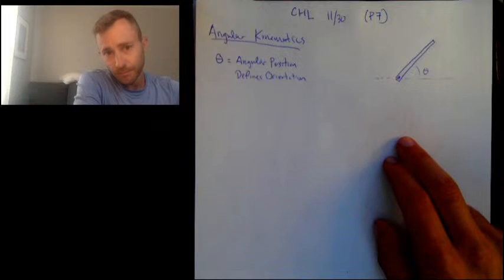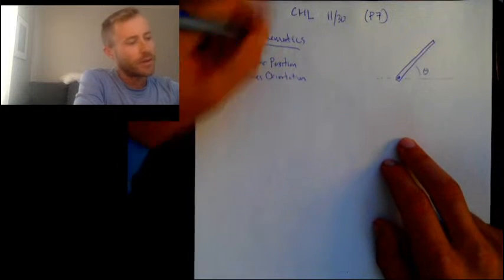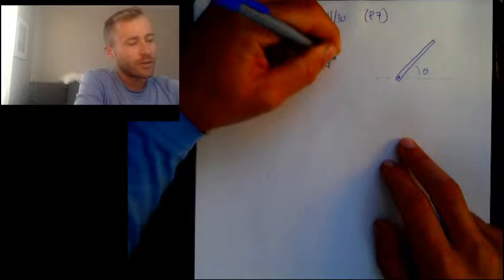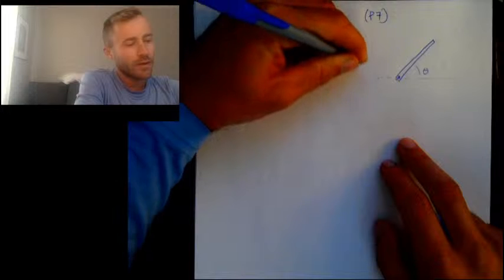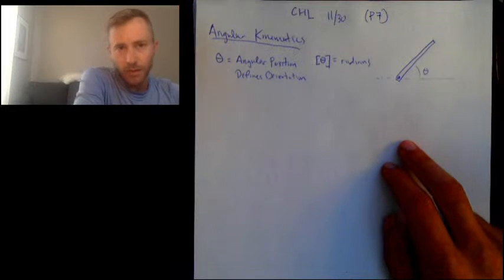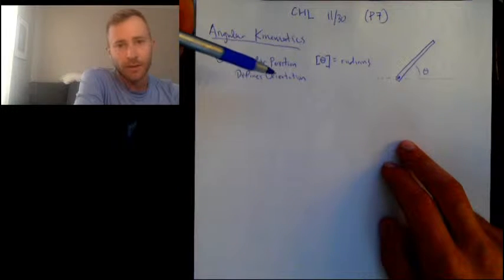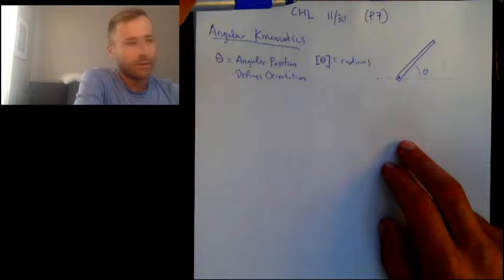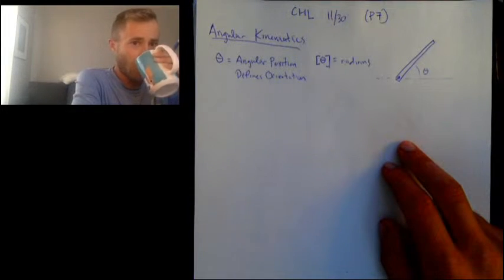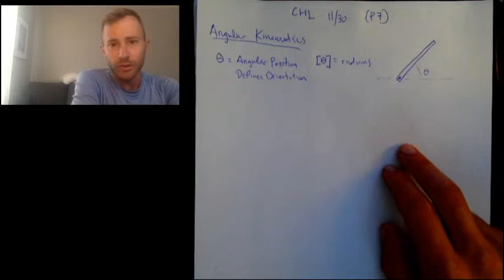For this lesson, and I'll explain why in a moment, we are going to use units of angular position that are radians. Other valid units of angular position are degrees. Number of rotations is also used, but for this lesson, we are going to use radians.